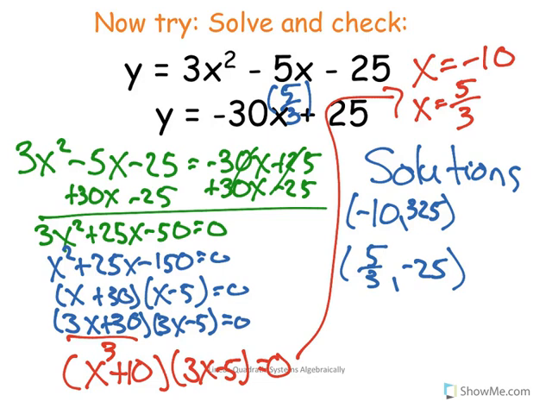So if we go back and check the first one with negative 10, I should get 300 plus 50 is 350, minus 25 is 325. The second one we're going to get 75 ninths minus 25/3 minus 25, which is going to give us negative 25. So that one will check as well.